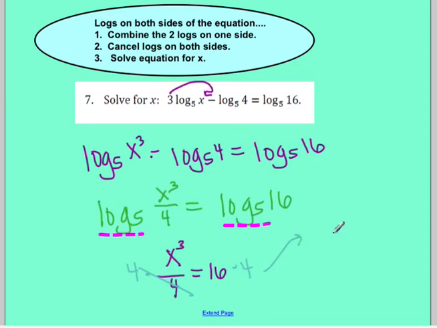So I have x to the third is equal to 64. In order to solve this, I would take the cubed root on both sides. So x is equal to the cubed root of 64. You probably need to do that on your calculator. The cubed root of 64, if you do that, you will get that x is equal to 4.